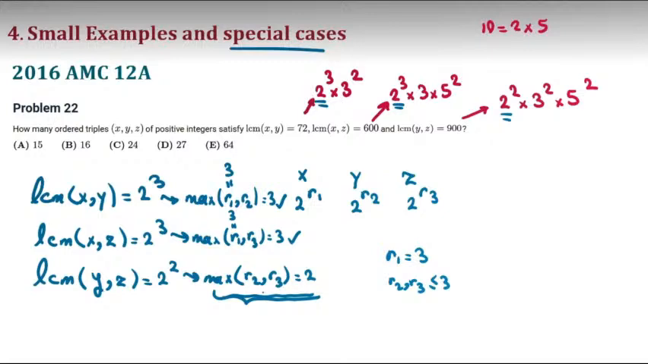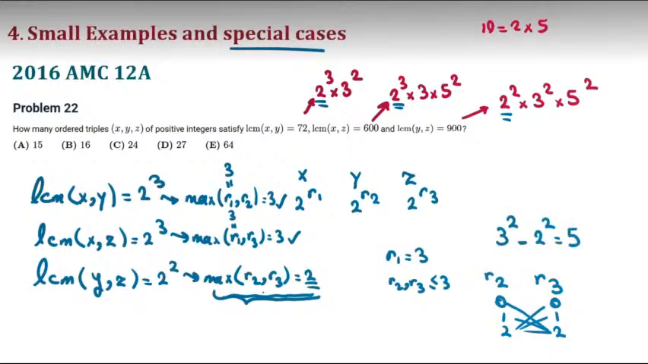R2, because the maximum is 2, can be 0, 1, 2, because it is a power. R3 also can be 0, 1, 2. The maximum should be 2. So one way you say 2, 0, 1, and 2, 1, 0, and so on. It will be 5 cases, or you can say each of them has 3 cases minus the case that we don't select 2 squared, which is again 5. So for powers of 2, it was 5.